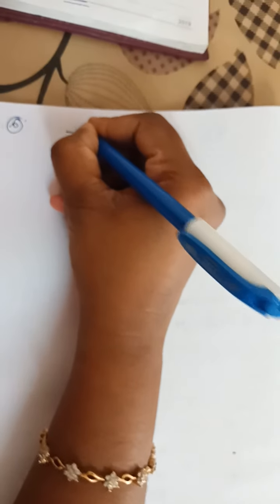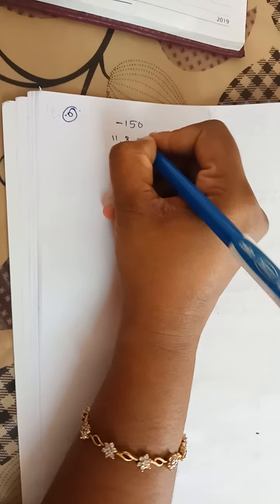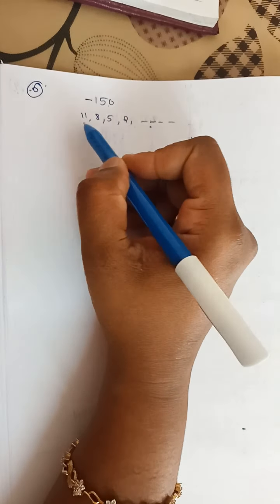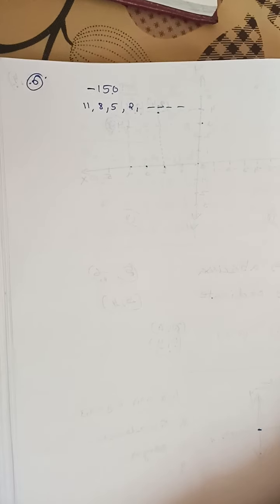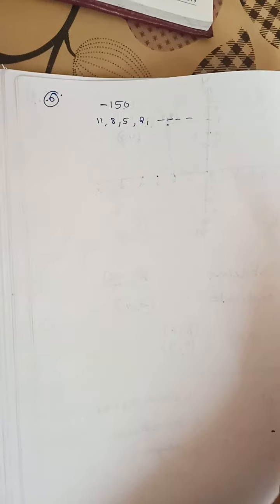Exercise number 5.2. Next question number 6. Check whether minus 150 is a term of the AP 11, 8, 5, 2, and so on. So we have to check this. If the AP continues like this, will minus 150 be a term of the AP or not?